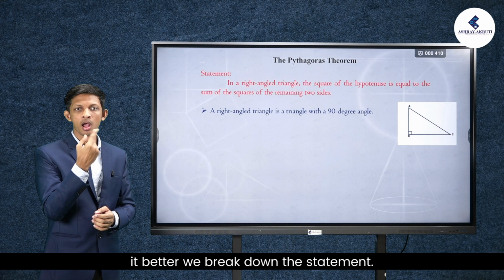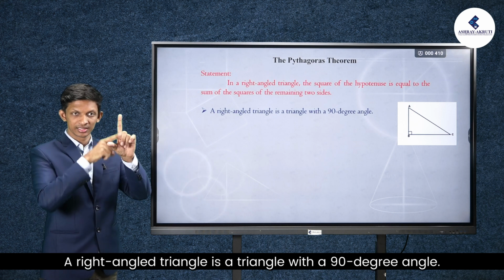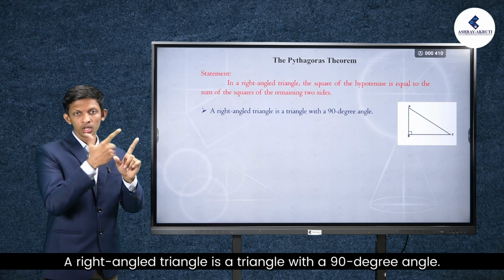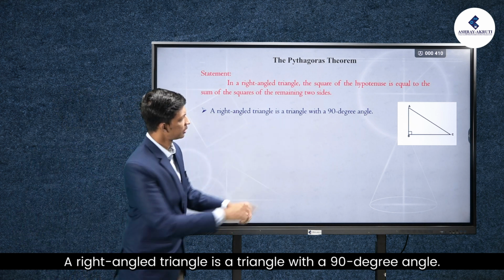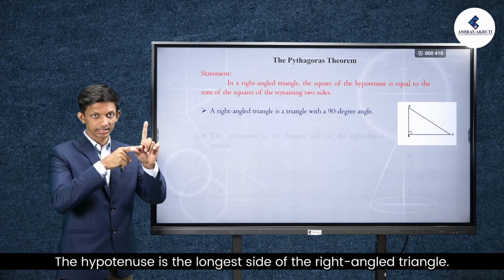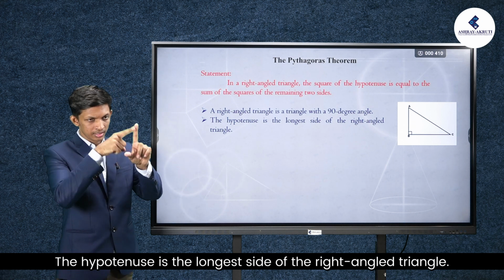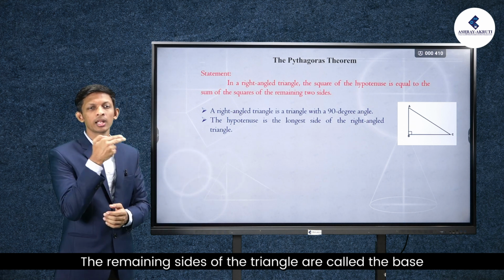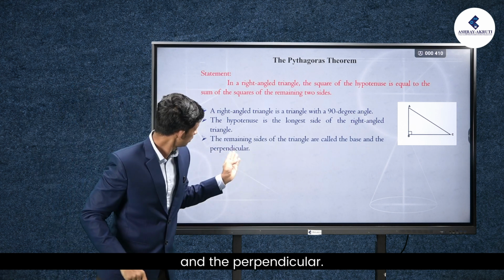To understand it better, we break down the statement. A right angle triangle is a triangle with a 90-degree angle. The hypotenuse is the longest side of the right angle triangle. The remaining sides of the triangle are called the base and the perpendicular.